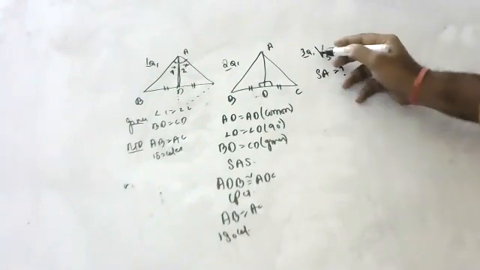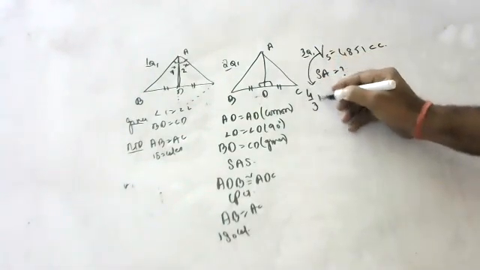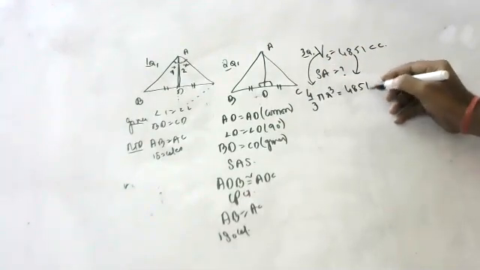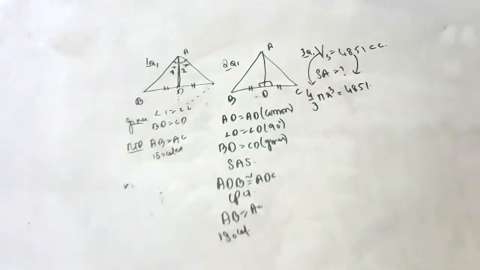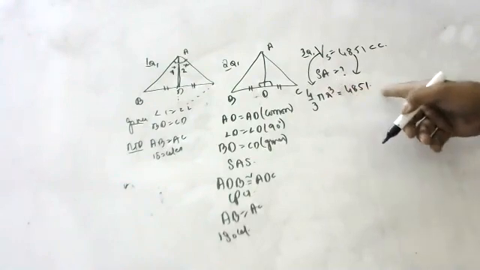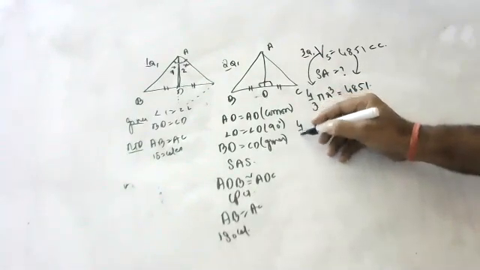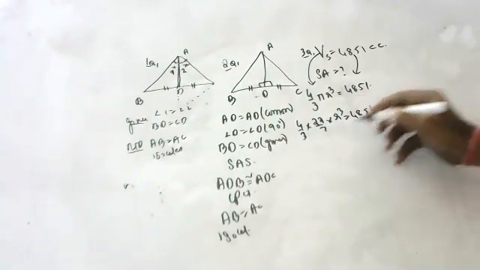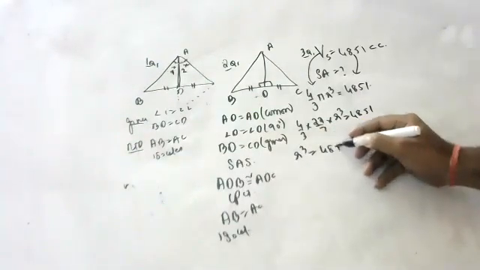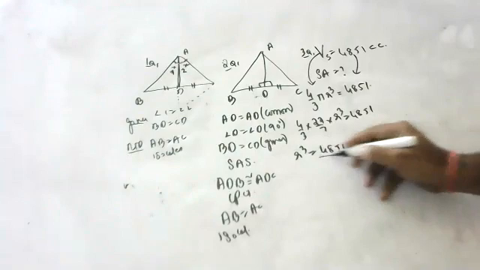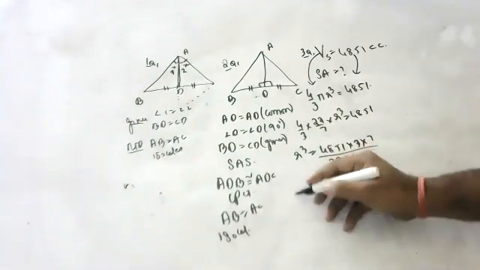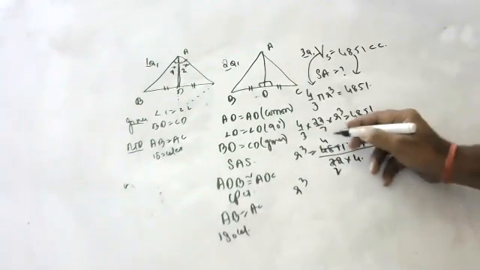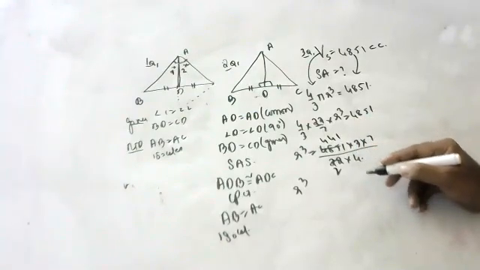Varsha, what is the volume of sphere formula? 4 by 3 pi r cube. Volume of sphere is 4 by 3 pi r cube, equal to 4851. Okay? Yes, sir. 4 by 3 into 22 by 7 into r cube is equal to 4851. So r cube is equal to 4851 into 3 by 4 into 7 by 22. 22 into 4, 11 4s are 44.